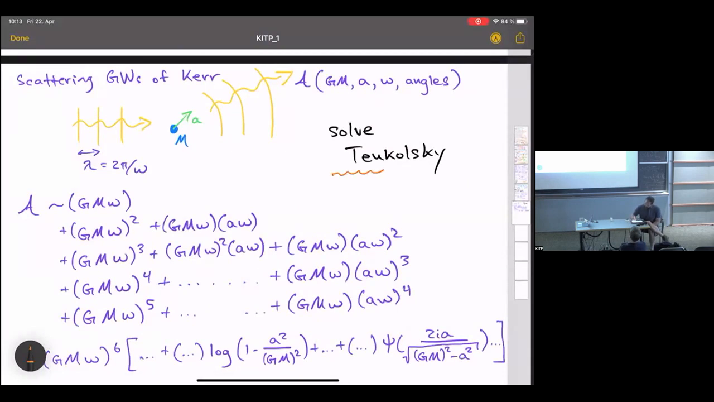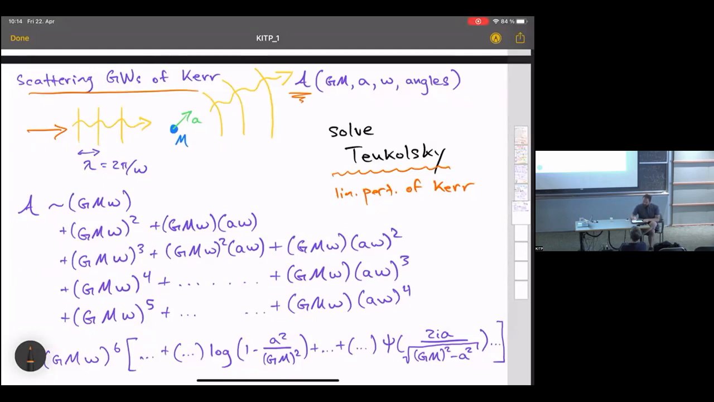I want to make one more point. So I hope I motivated why we want to look at solving for linear perturbations of Kerr. That's solving the Teukolsky equation. Specifically, we send in a gravitational plane wave, incident from infinity, if you will. It interacts with the Kerr black hole and waves come out in all directions. We want the amplitude of the scattered waves.